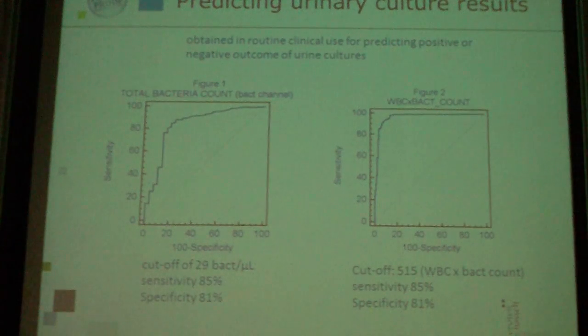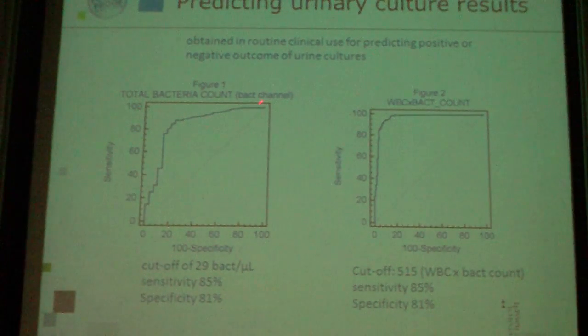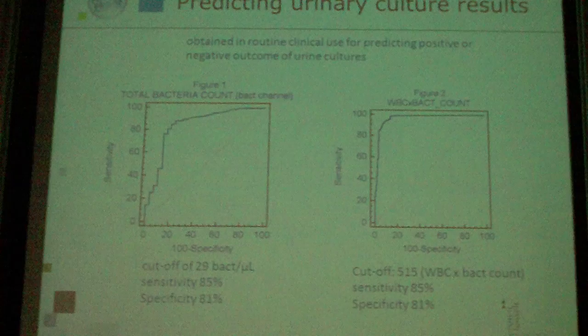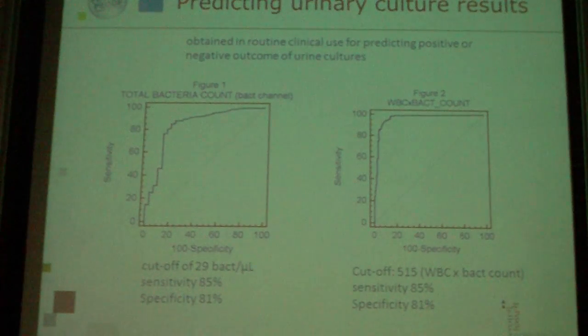And what you see here is that when we use the bacteria count of the flow cytometer, you can use it to predict, for instance, if a culture is positive or negative after 24 hours. If you use a cutoff of 29 bacteria per microliter, we can have a sensitivity and a specificity which are acceptable. If you have bacteria present above 29 per microliter, then we are almost certain to have a positive culture after 24 hours. So this means you give antibiotic, maybe in a broad sense, but you can start antibiotic because you know that there's a presence of bacteria.